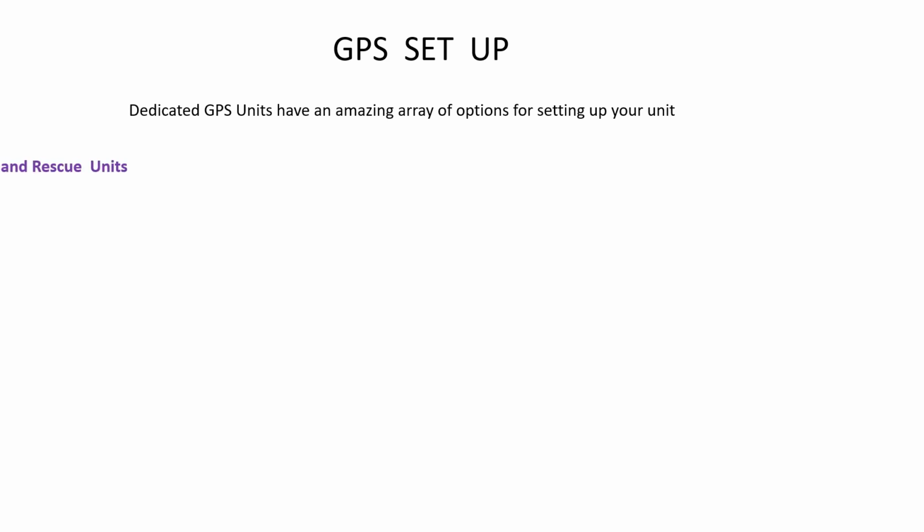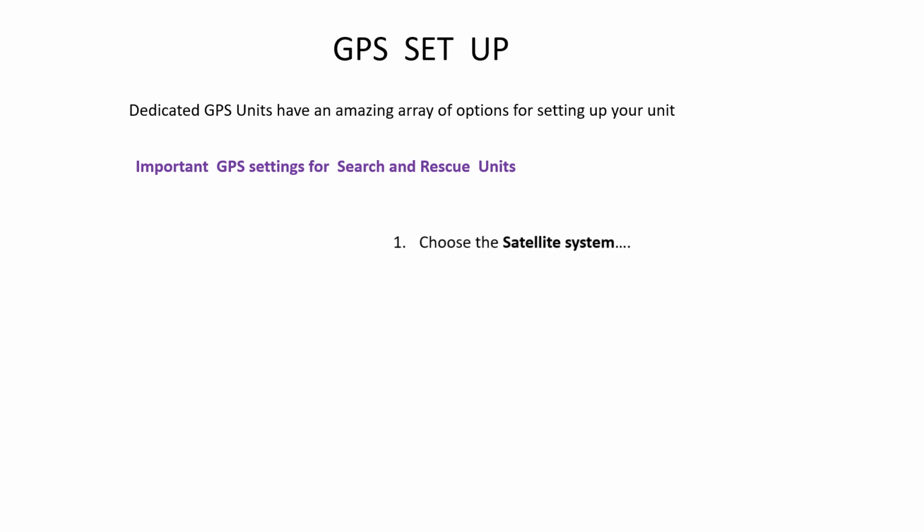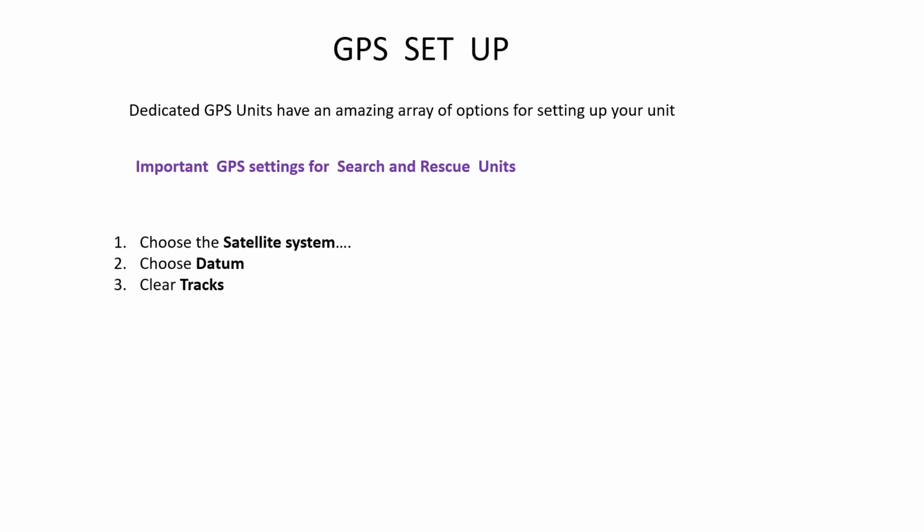It's important to have your GPS properly set up for your search. Dedicated GPS units have an amazing array of options for setting up your unit. Important GPS settings for search and rescue units are as follows. Choose the satellite system, choose the datum, clear tracks, and set your tracks to record. Pick a color you can see.